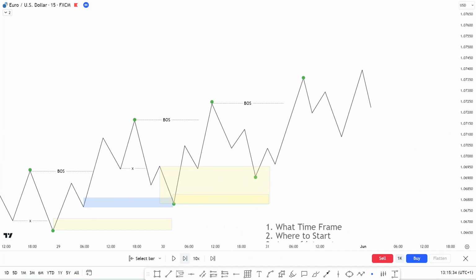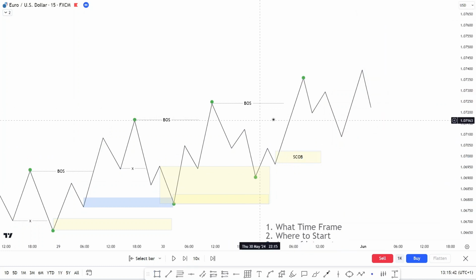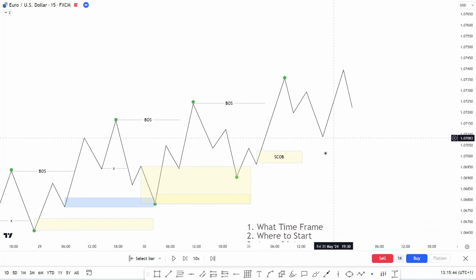There are also single candle order blocks, which can be your area of interest. Your single candle order blocks are IFCs, the candles that take out an important liquidity. Candles like this.